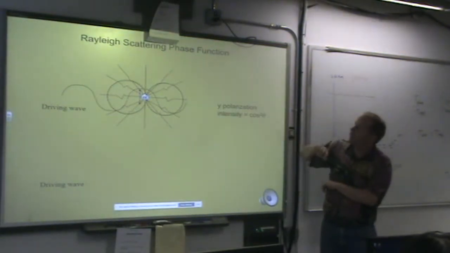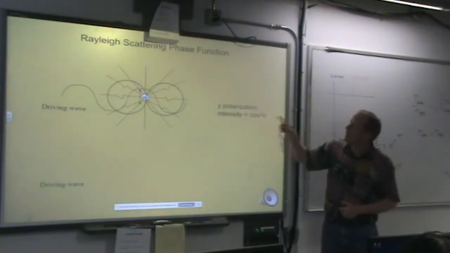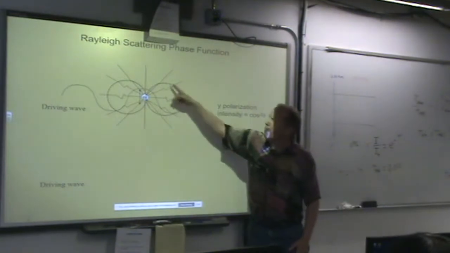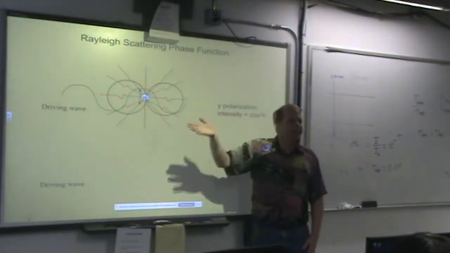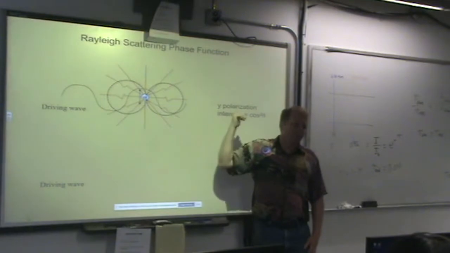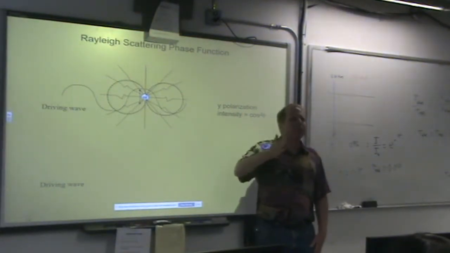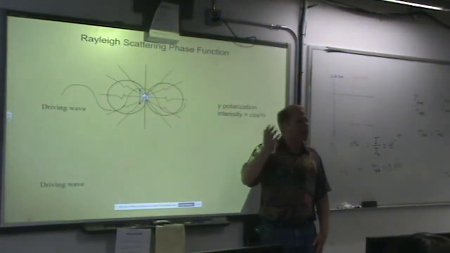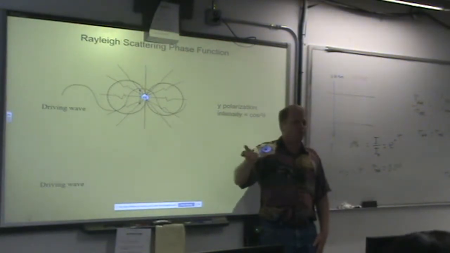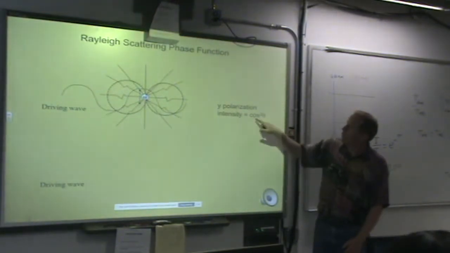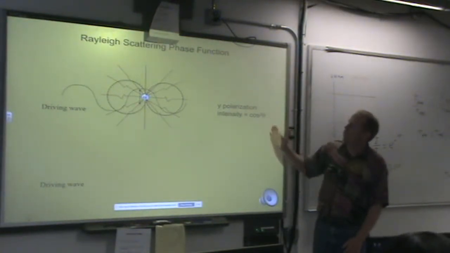We may call this the Y polarization. The intensity goes as cosine squared. Why is it squared? The amplitude goes as cosine, and intensity is amplitude squared, so it's cosine squared. You may be wondering why I'm talking about intensity. Intensity refers to the energy of the wave, which is going to be the amplitude of the electric field squared. So for one polarization, we go as cosine squared of the angle as you go off the axis.